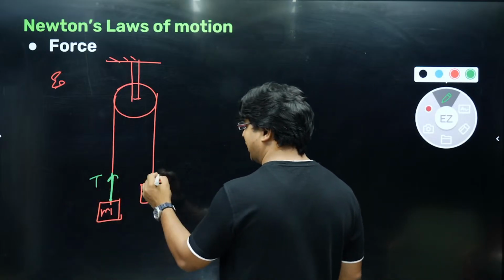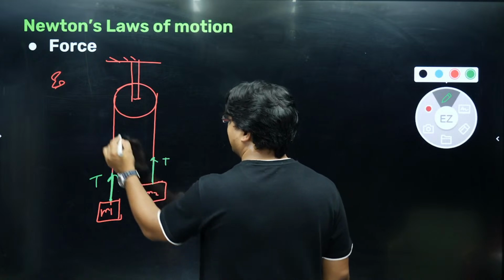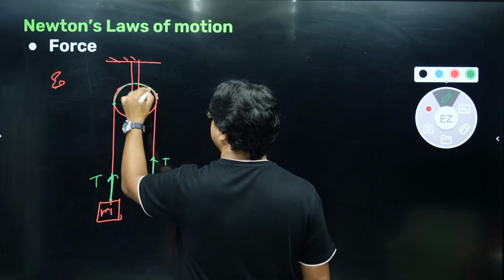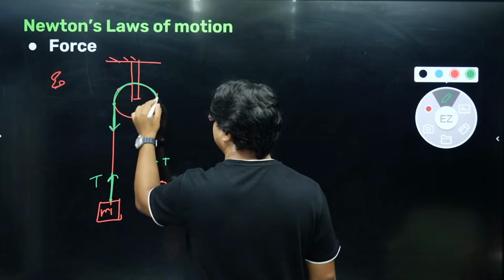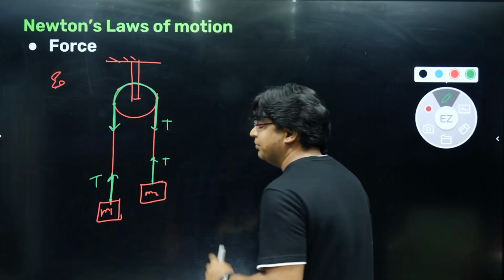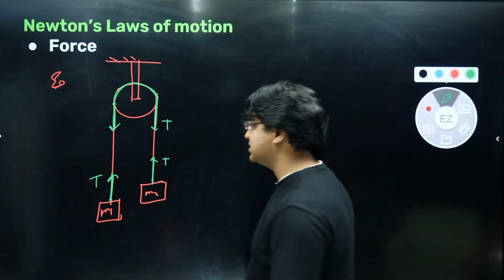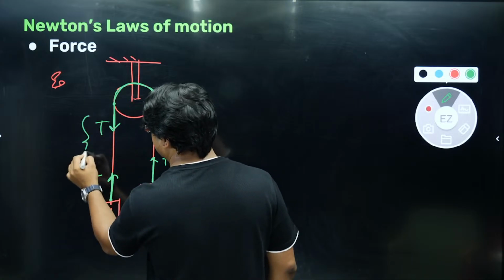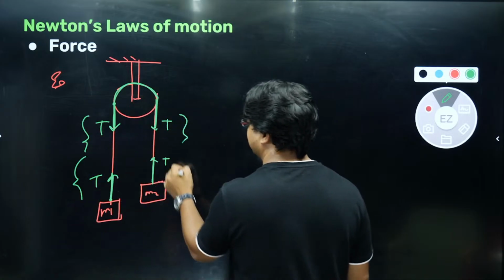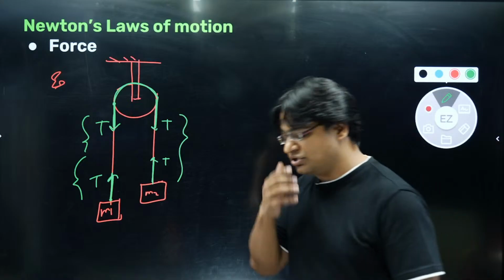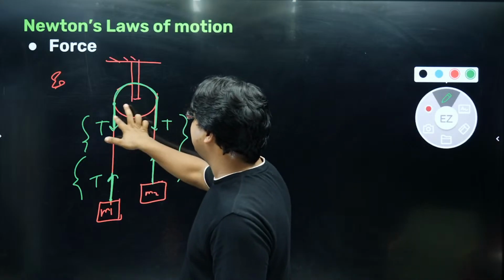Okay, the tension on M2 will also be in the upward direction. The tension at this point, or you can say the tension in the pulley, will be in the downward direction here. Because we said that the string is massless, we can declare these two tensions to be the same and these two tensions to be the same. Because we said that the string is smooth, we can declare these two also to be the same.